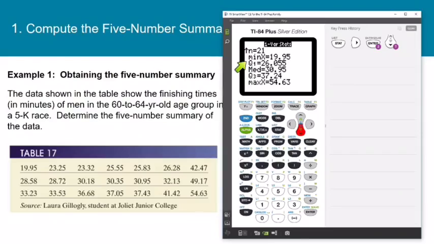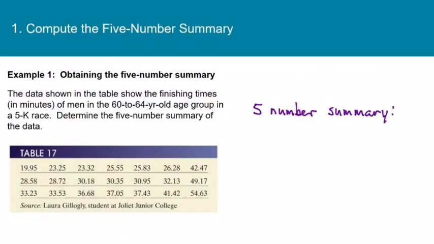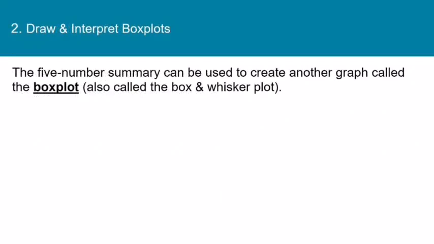Scroll down, and here we have minimum, Q1, Q2, which we also call the median, Q3, and the maximum. So we could just write down that our 5-number summary is 19.95, 26.055, 30.95, 37.24, and 54.63.